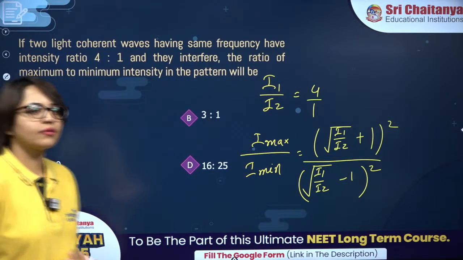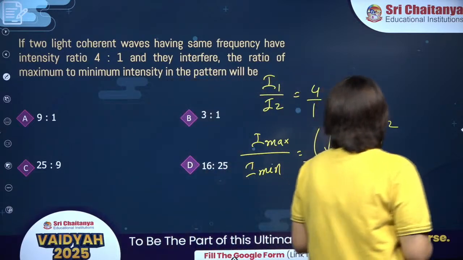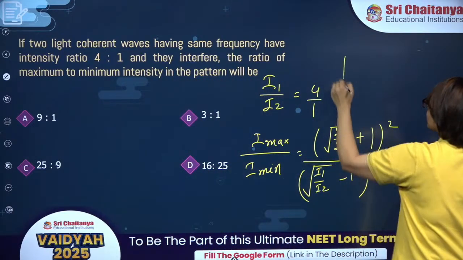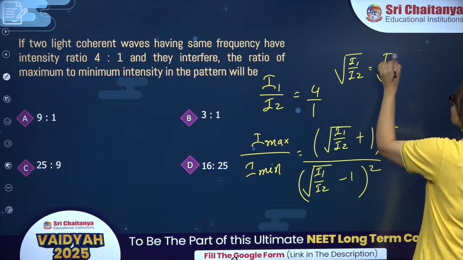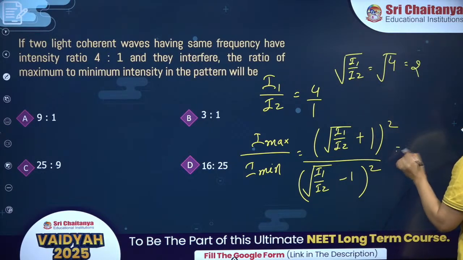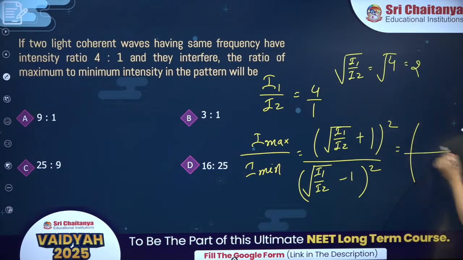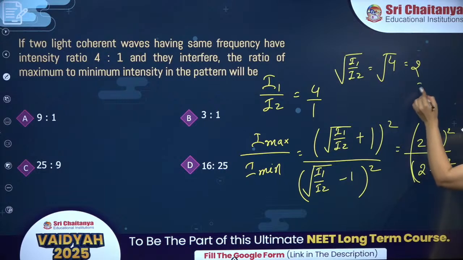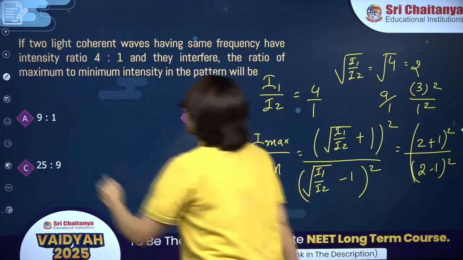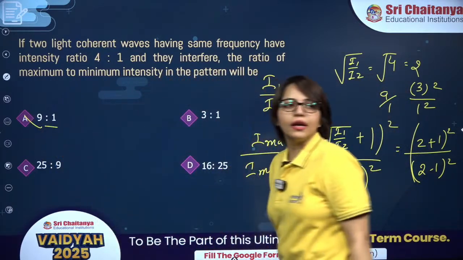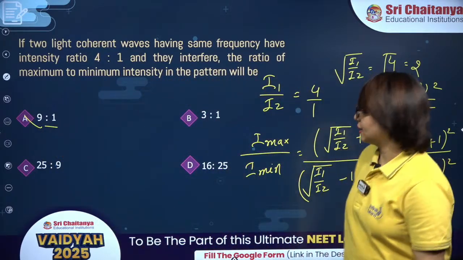Option D we have. Alright. Under root of I1 upon I2 what will it be? It is under root of 4, which is 2. So basically it is 2 plus 1 whole square, and this will be 2 minus 1 whole square. So it is 3 whole square divided by 1 square, so it is 9 by 1. So I max upon I minimum is 9:1, which is option A. Option A is the correct answer.